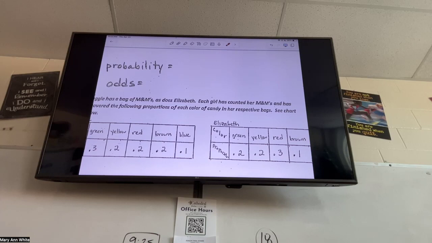So when I talk about probability, I mean the number of successful outcomes, or the number of successes, over the number of total outcomes. So how many times can you be successful or get what you want, and then how many total opportunities are there? Okay.